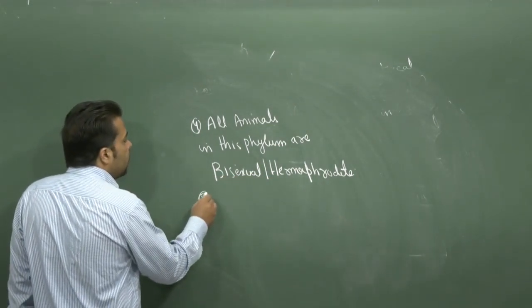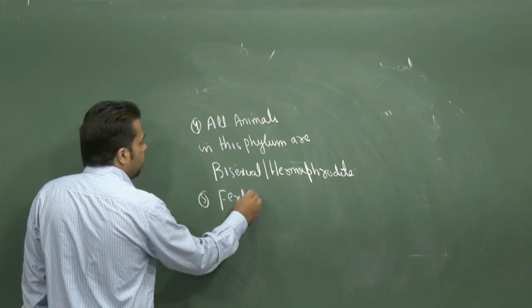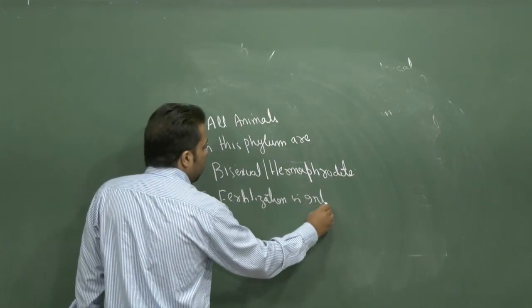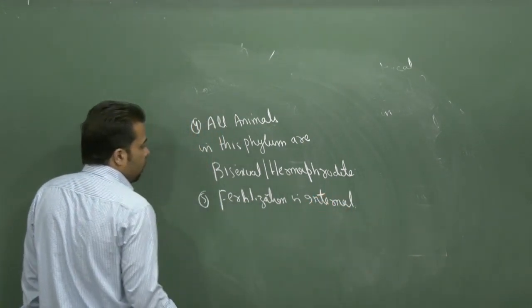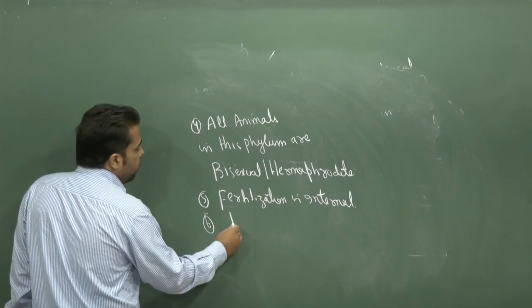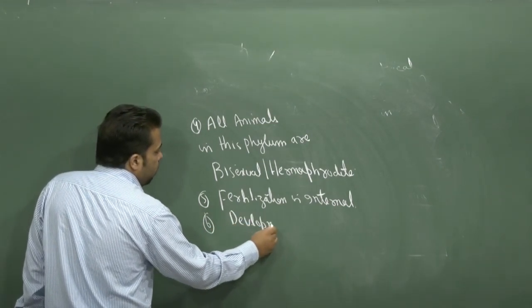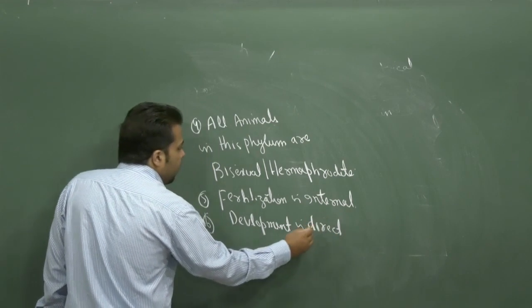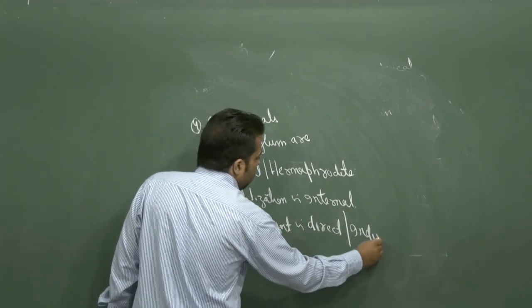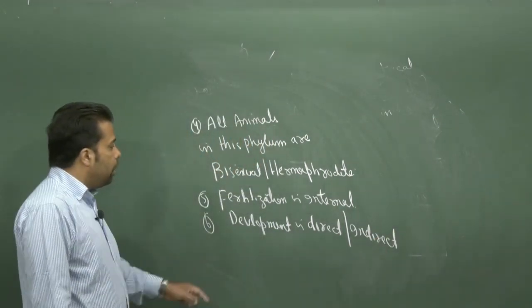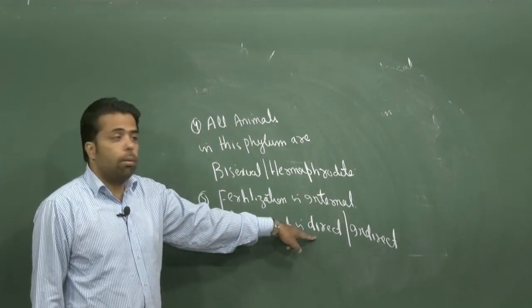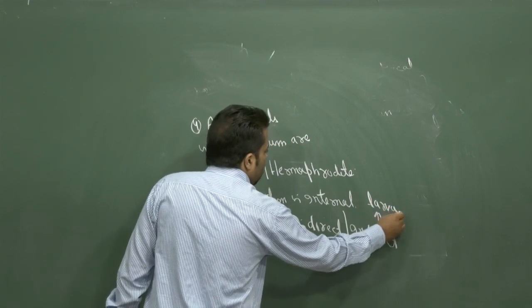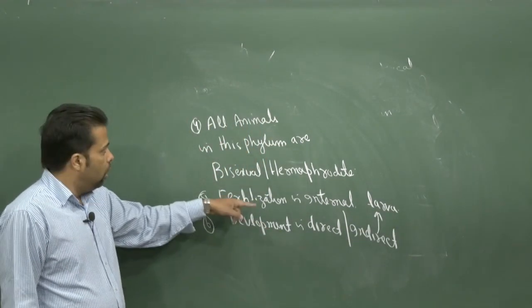Point number 5, their fertilization is internal. Internal fertilization. Point number 6, development is direct as well as indirect. Both developments. In some, the development is direct, means larva is not formed. In some, the development is indirect, means a larva is formed. We'll discuss it later on. So these are some other features.